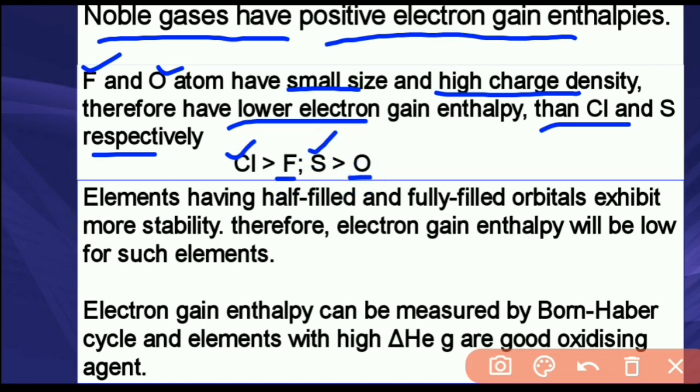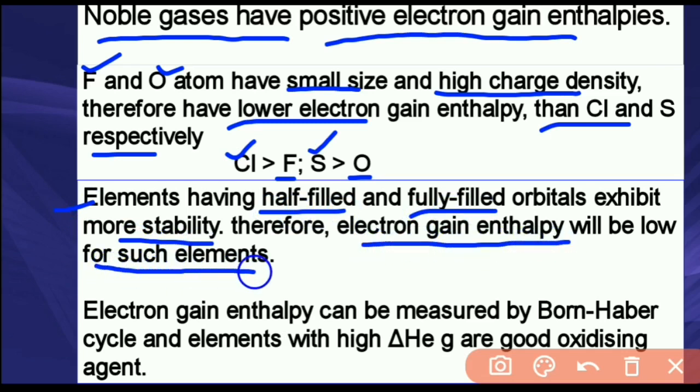Elements having half-filled and fully filled orbitals exhibit more stability. Therefore, electron gain enthalpy will be low for such elements, so more energy is required to add an extra electron to that type of element. Electron gain enthalpy can be measured by the Born-Haber cycle, and elements with high electron gain enthalpy are good oxidizing agents. Generally, elements having higher electron gain enthalpy are good oxidizing agents.